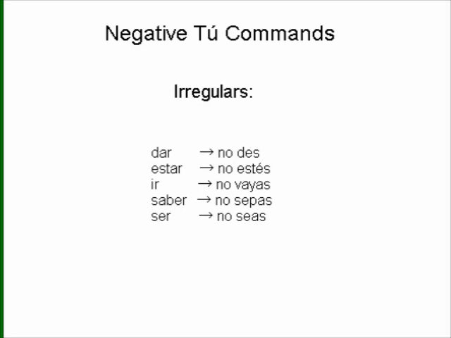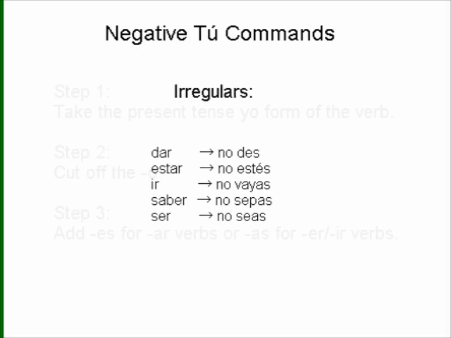As you may have suspected, there are some irregular negative tú commands. All of these negative tú commands are irregular because we can't possibly follow the rules with these. Because the yo form of these verbs does not end with o, therefore we can't cut the o off and add our new ending. For instance, we have doy as the yo form for dar, estoy for the yo form for estar, and so forth. So we have to memorize these irregular negative tú commands that we see here. No des, no estés, no vayas, no sepas, no seas. Some of these are more common than others, but you should be familiar with them, and you should memorize this list.